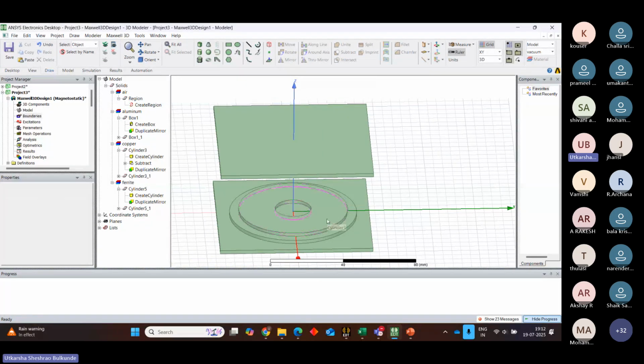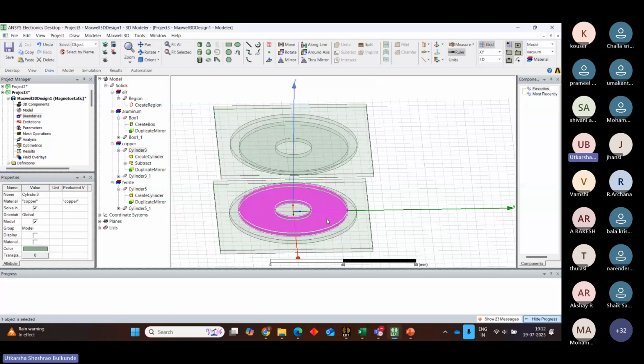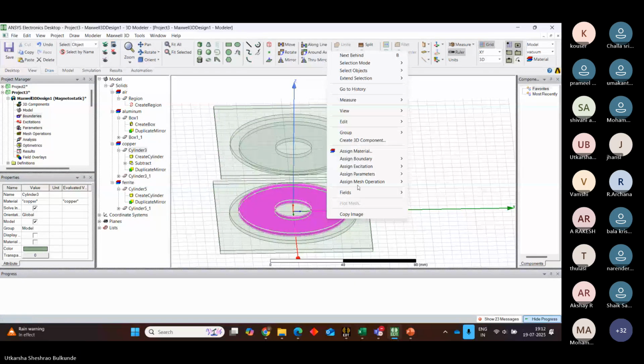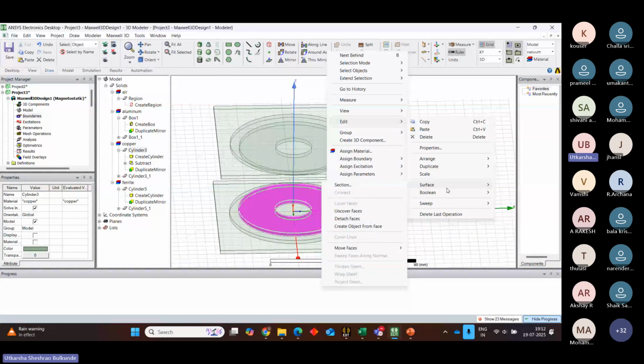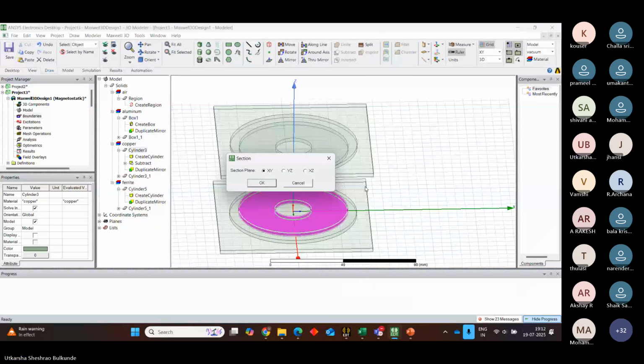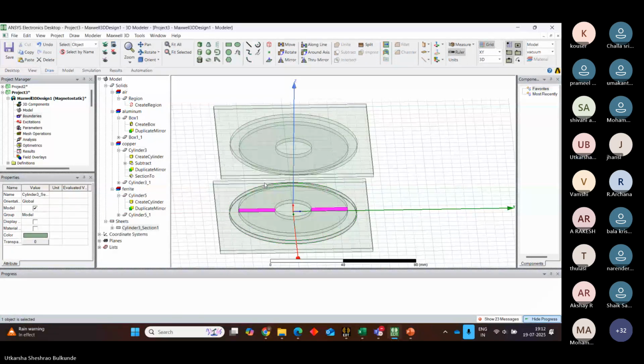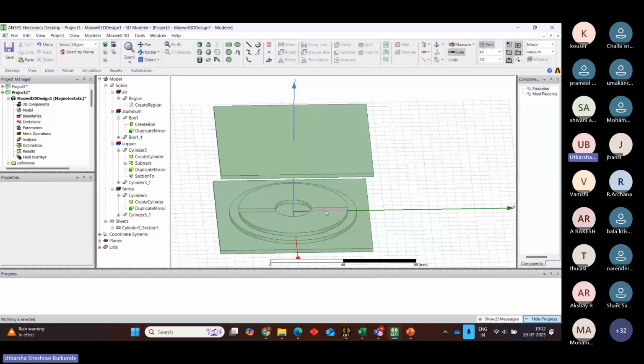Second is, select your coil, go to edit, surface, section, and section it in the YZ direction, right? So can you see now? It got sectioned on its own, right?